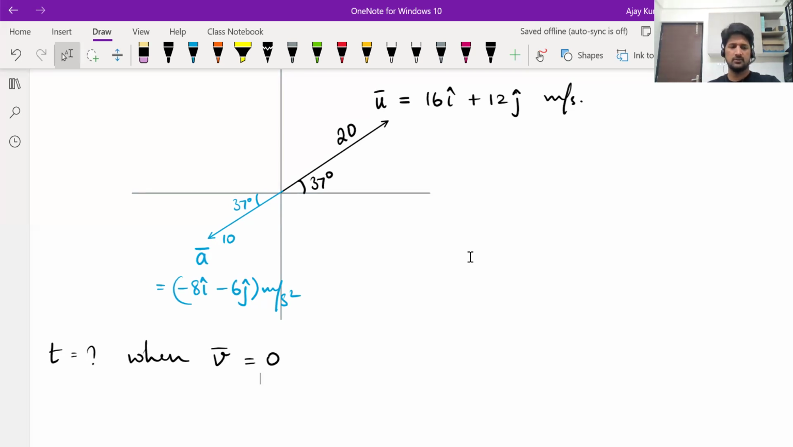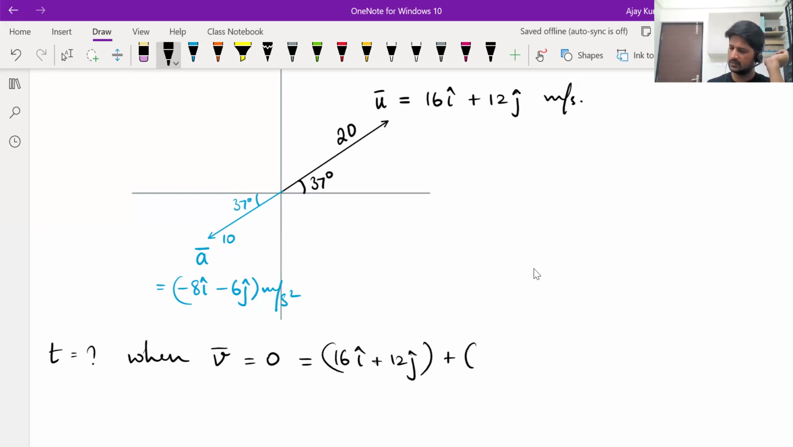You can just unmute and tell your answer once you're done. Why is it taking so long? 2 seconds, sir. Okay. Which equation do you use to find out the time when velocity becomes 0? V equal to U plus AT. We want velocity to become 0, equal to U, which is 16 I cap plus 12 j cap, plus acceleration, which is minus 8 I cap minus 6 j cap, multiplied with t.